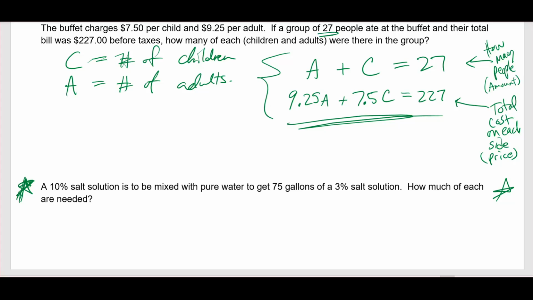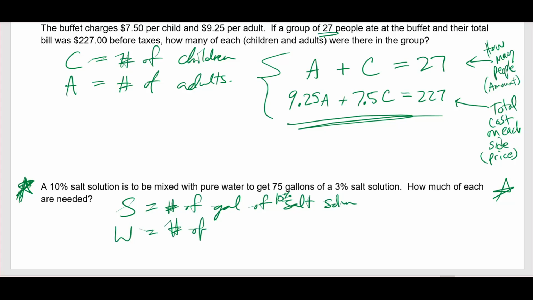Well, we can do this the same way, right? So we're going to add some salt solution, and we're going to add some water. Let's say S is the number of gallons of salt solution. Well, that's a 10% salt solution, right? And let's say that W is the number of gallons of the water. And this is a 0% solution.